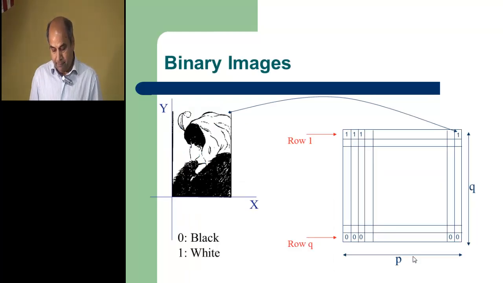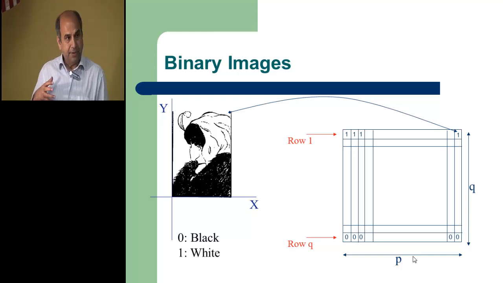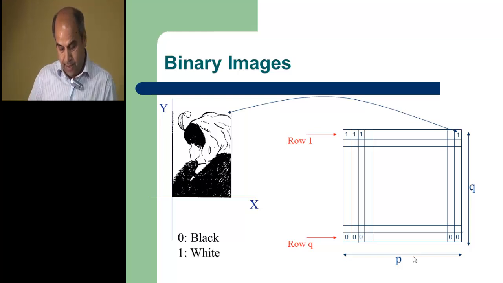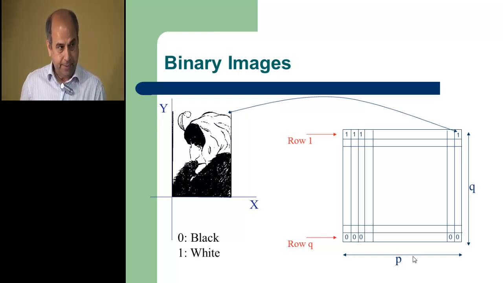So here's an example of a binary image. And an image, as we talked about, is a matrix of numbers. We have rows and we have columns. So row 1 to row Q, and column 1 to column P. And so we will have these numbers in each element of this array. If it is 0, then it will be black. If it is 1, it's white.